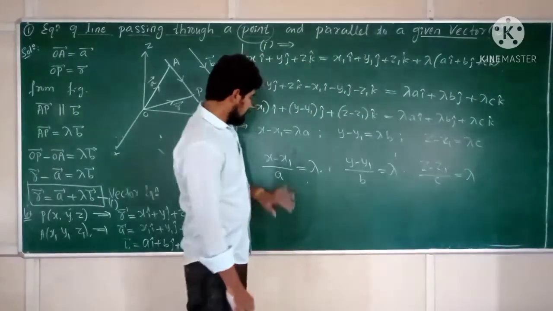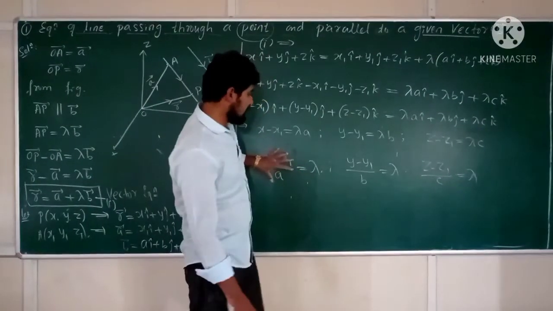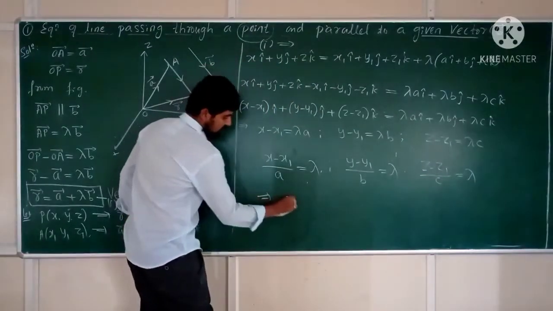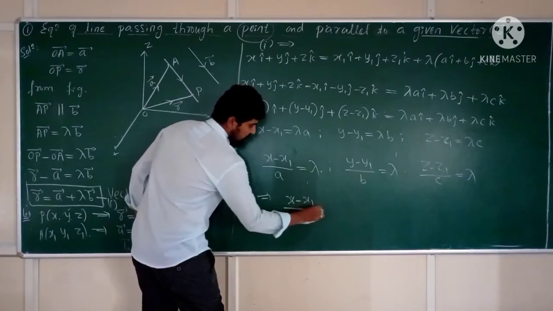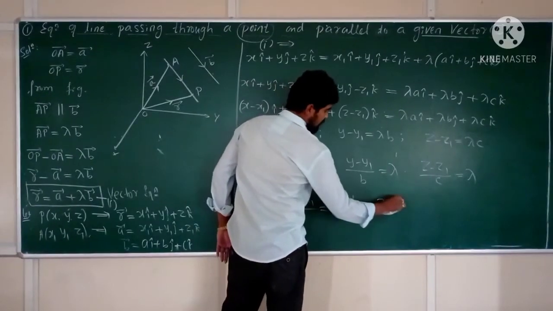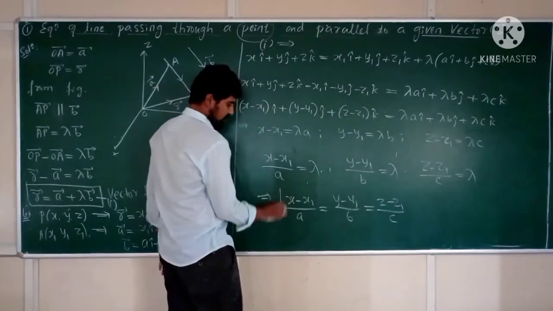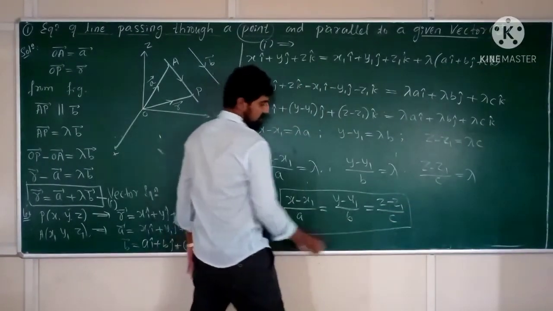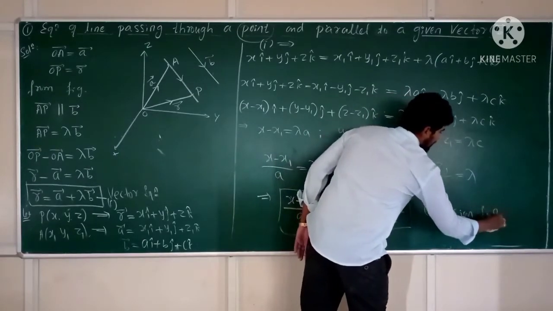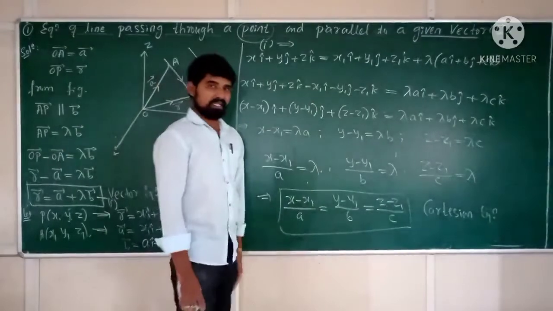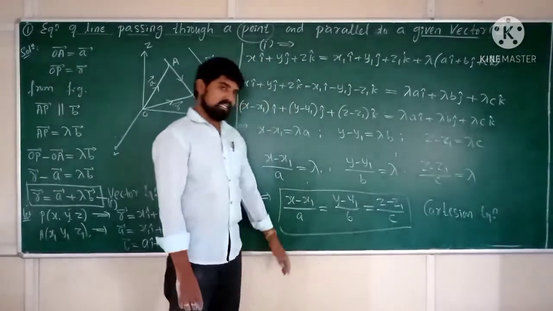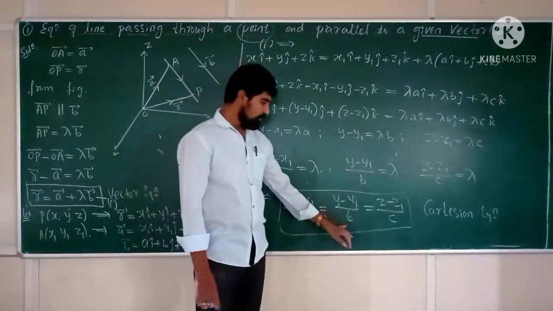We just observe here these three quantities are equal to lambda. It means x minus x1 divided by a equals y minus y1 divided by b equals z minus z1 divided by c, and this is the Cartesian equation of the line passing through a point and parallel to the vector b. The Cartesian coordinates of the point A are x1, y1, z1, and the direction ratios of the vector b are a, b, c.